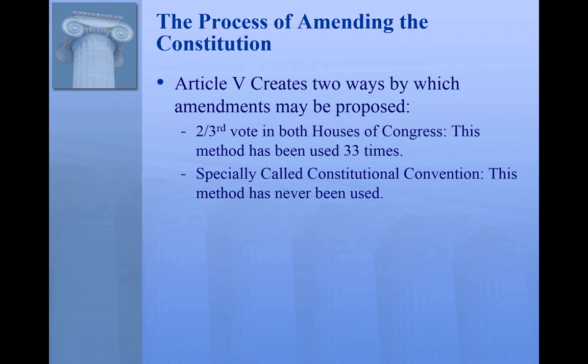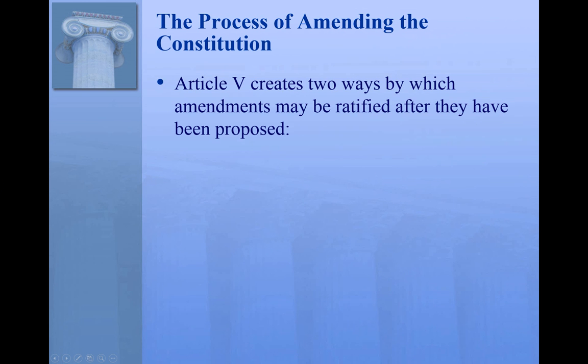Now, amendments usually specify how they will be ratified and how long the ratification process may take. For example, some amendments say that the amendment must be ratified within 7 years, otherwise it is dead. Okay, so once an amendment has been proposed, it can be ratified in one of two ways. So Article 5 creates two ways of proposing an amendment, and it creates two ways that those proposed amendments may be ratified after they've been proposed.